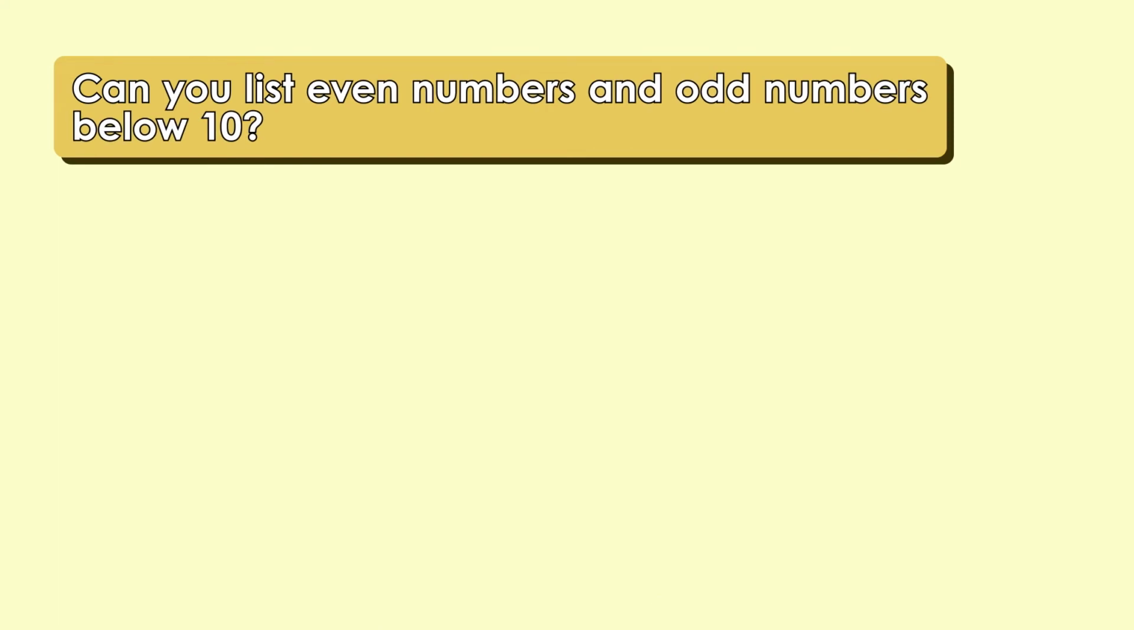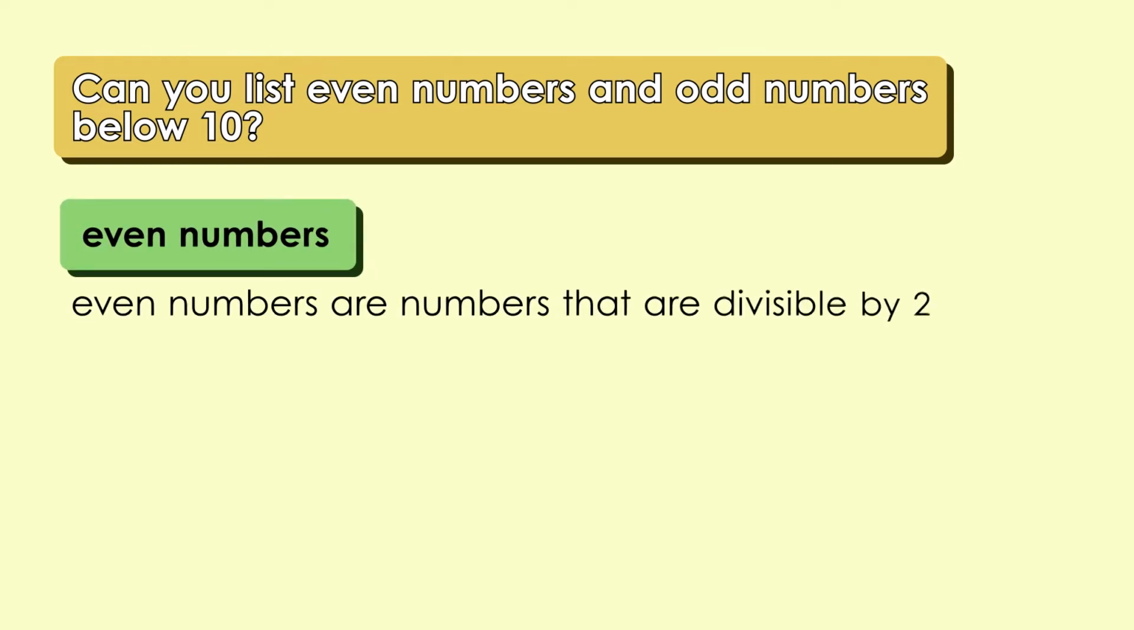When you were in primary school, you learned about even numbers and odd numbers. Can you recall what even numbers and odd numbers are? Even and odd numbers are examples of patterns and sequences. Can you list even numbers and odd numbers below 10? Boys and girls, even numbers are numbers that are divisible by 2. Even numbers below 10 are 2, 4, 6, and 8.